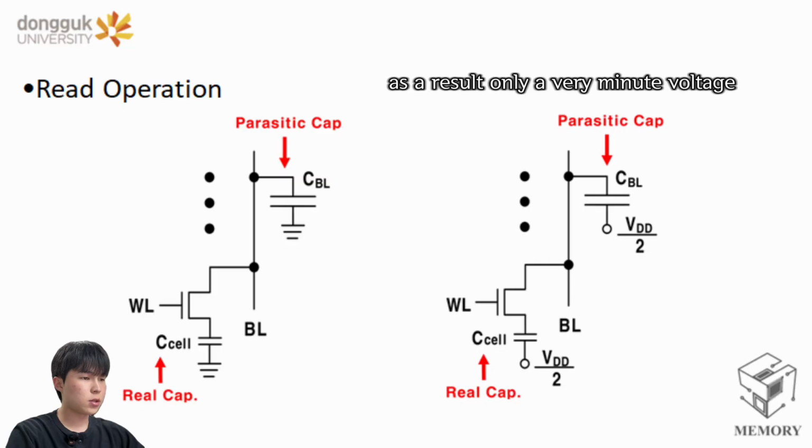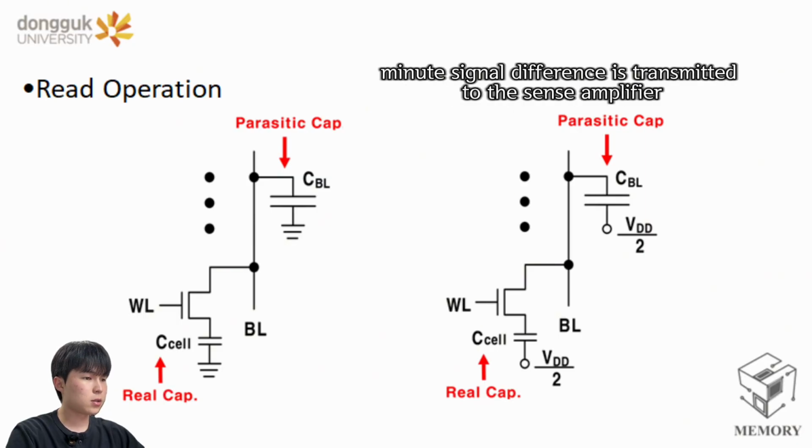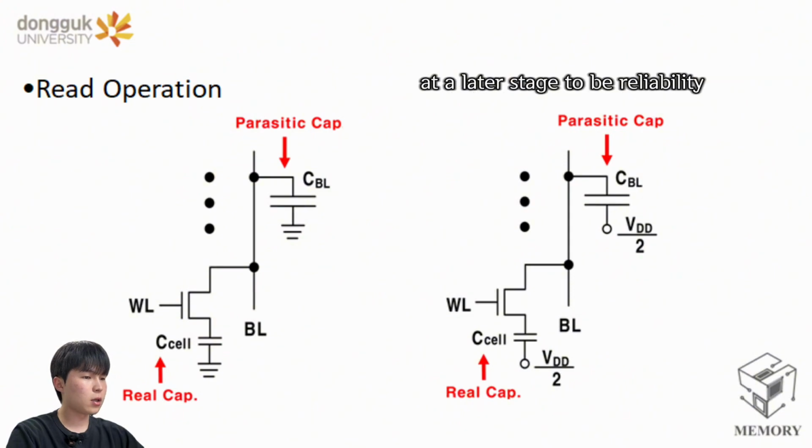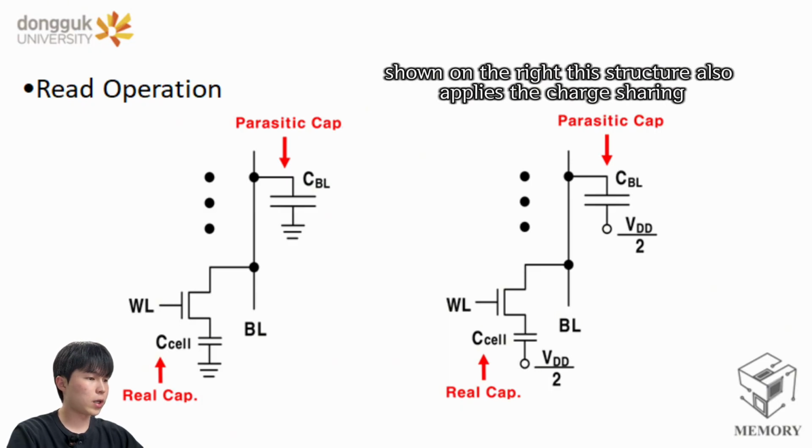As a result, only a very minute voltage change occurs in the bit line depending on the data, and this minute signal difference is transmitted to the sense amplifier at a later stage to be reliably amplified and discriminated into high and low data. Next is the half VDD forcing structure that we applied, shown on the right.